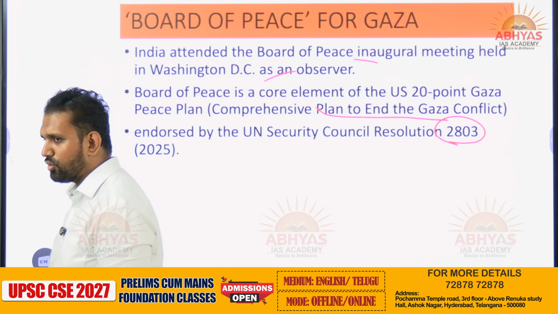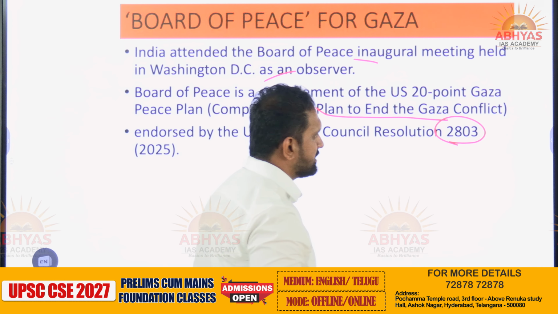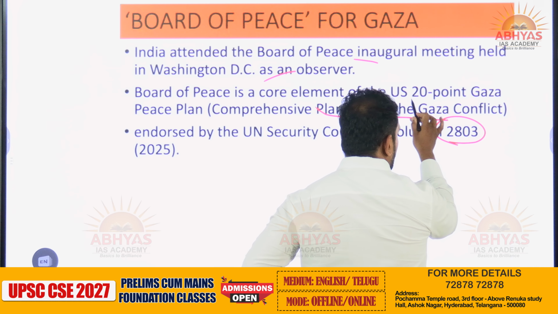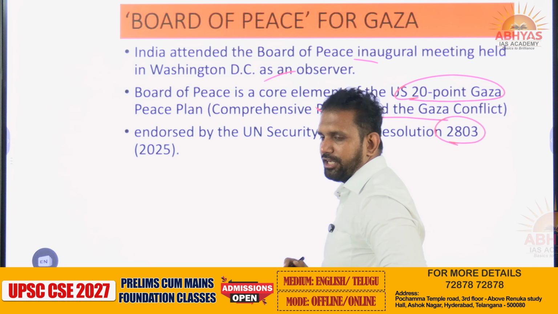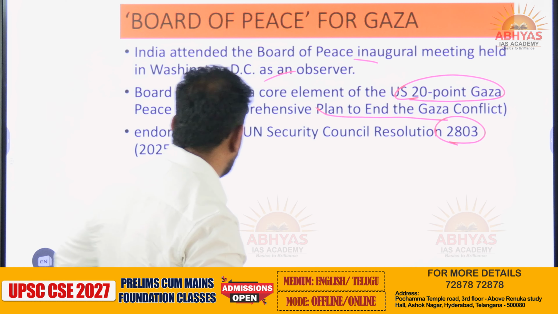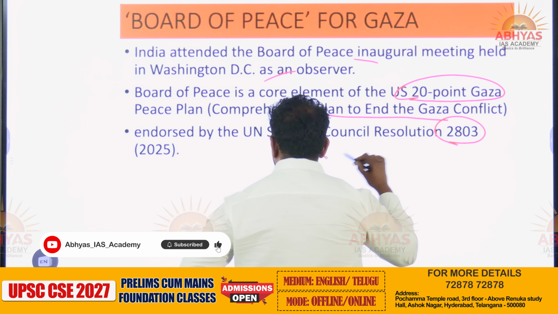Okay. So in order to make sure that there is a comprehensive plan so that the Gaza conflict does not continue, how many important agendas will this Board of Peace work on? A 20-point program is there. They are going to work on 20 points, and it is endorsed by the United Nations Security Council resolution.